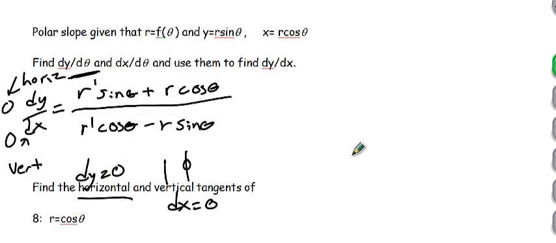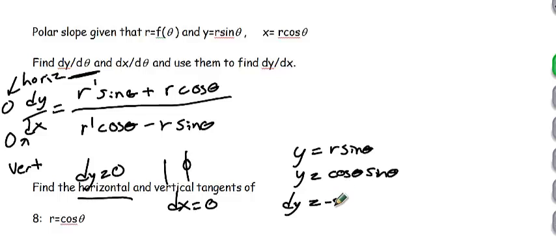So I want dy equals 0, so my first step would be to say y equals r sine theta. So y equals cosine theta sine theta. Then dy equals negative sine theta times sine theta, so sine squared theta, which is the derivative of the first, plus the derivative of the second, cosine squared theta. So this would be horizontal when it equals 0. Add sine squared to both sides, and you get cosine squared theta equals sine squared theta.